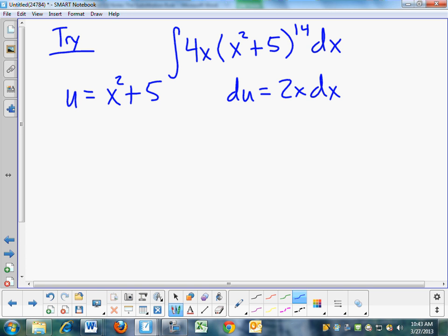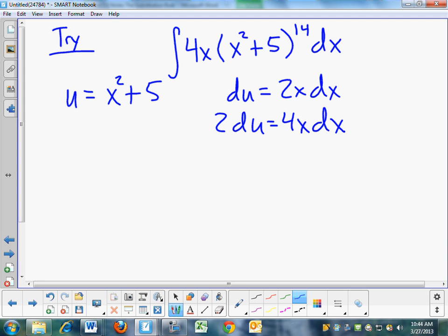These don't match up, do they? So what do I have to do with the 2x to get it to be 4x? I multiply both sides by 2. I get 2 du equals 4x dx. So I can replace this 4x dx with 2 du.